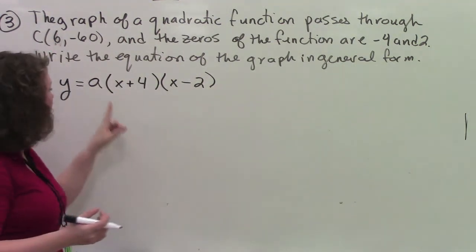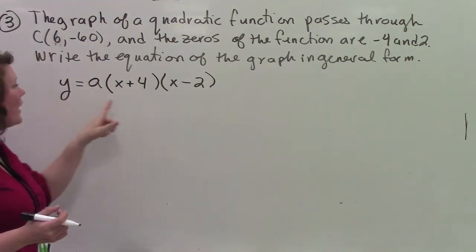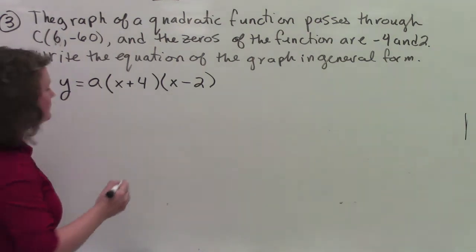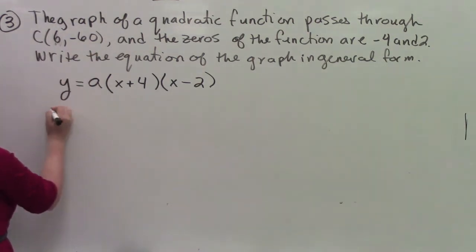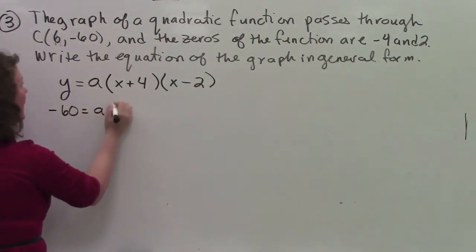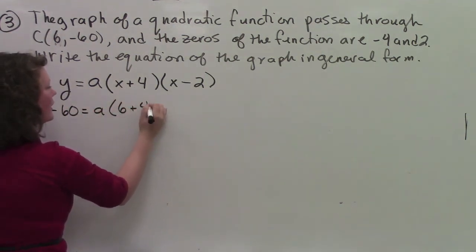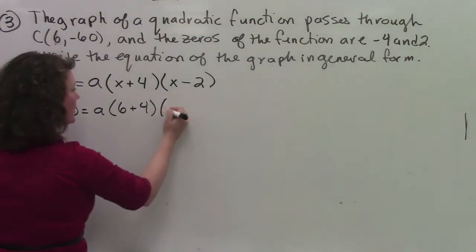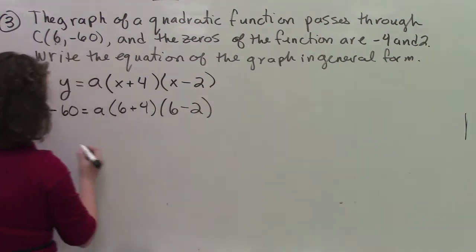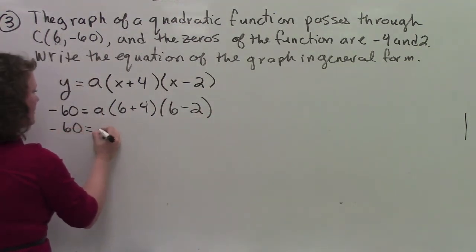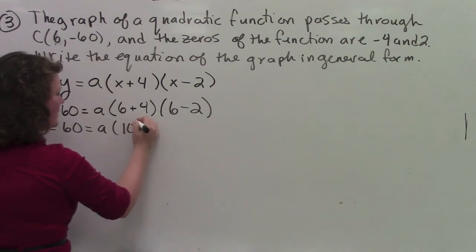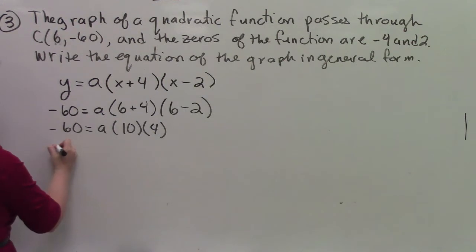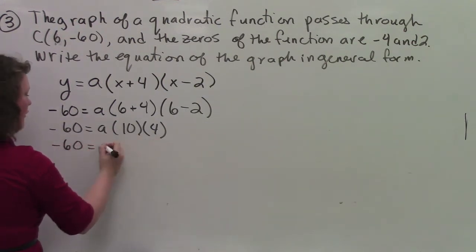We can plug in for y and for x, and then we can solve for a. So I'm just going to say my y is negative 60 equals a times 6 plus 4. Instead of writing my x, I'm going to write 6 because I'm inserting this point. 6 minus 2. Negative 60 equals a times 10 times 4. So we're saying negative 60 equals 40a.